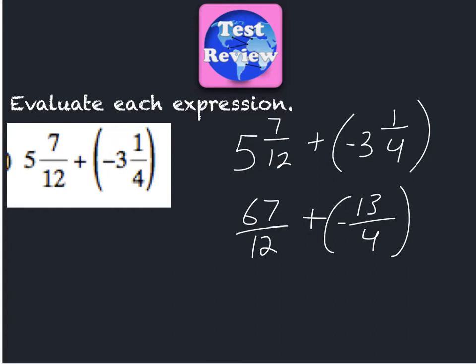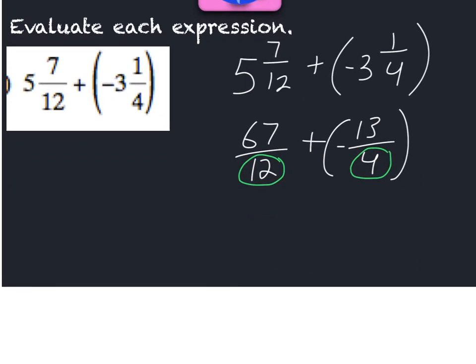And when you're adding fractions, you need to remember that our denominators must be the same. So we need to find the least common denominator, or the least common multiple of 4 and 12, which in this case would be 12. So we would need to change the 4 to 12. Luckily, we'd be able to leave 67 over 12 alone, because that already has a 12. And how would we do that? By multiplying by 3. So if we multiply both the top and the bottom by 3, we end up with -39 over 12.